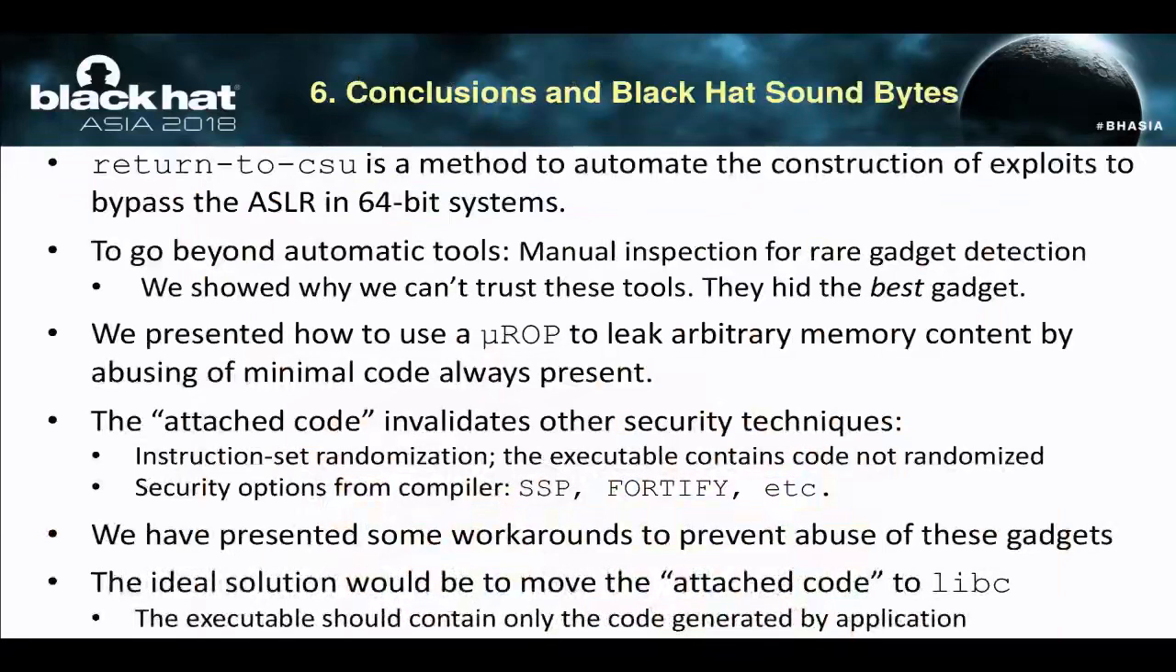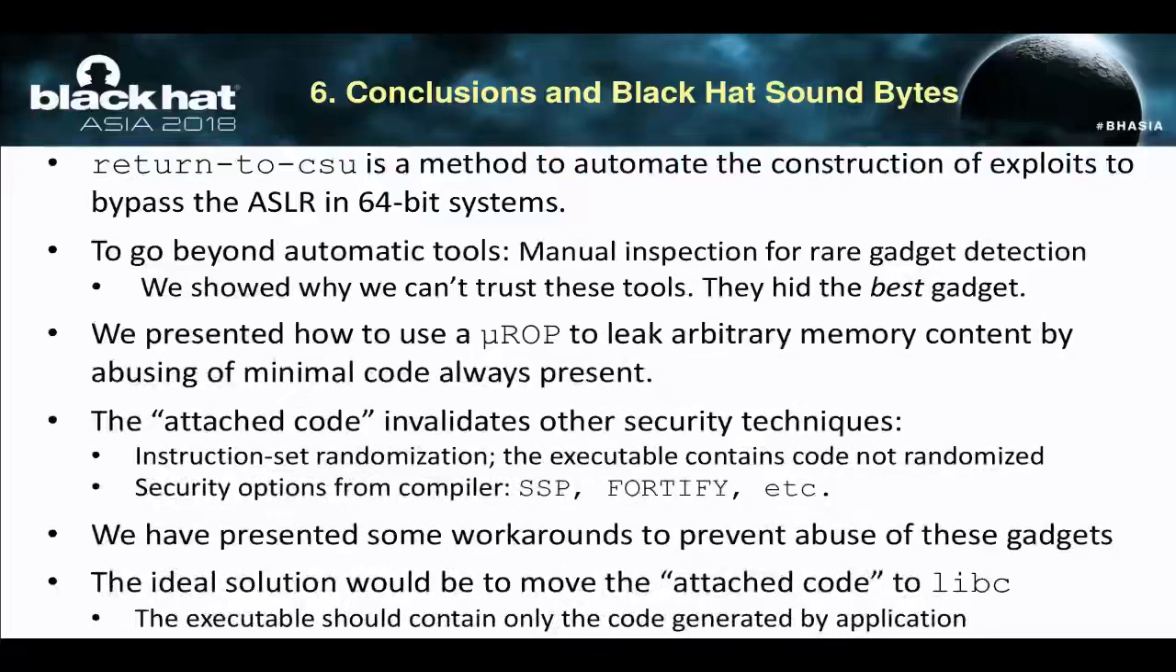Conclusions and Black Hat takeaways. Basically, we have presented a technique, a method that can automate the construction of exploits to bypass ASLR in 64-bit architectures. To go beyond automatic tools, I always recommend doing a manual inspection, because there are always rare gadgets, and we saw that we can't trust automatic tools by default. We presented how we can create a micro ROP to leak things. In this case, I used this micro ROP to leak where write is in memory, but you can use it to leak whatever you want: passwords, any data in the executable, any local buffer. Imagination is the limit.